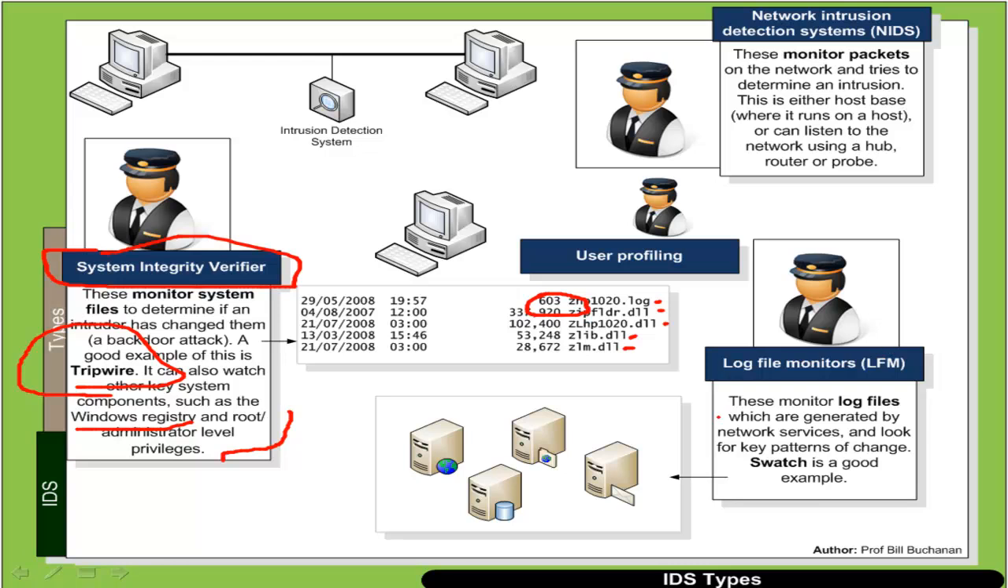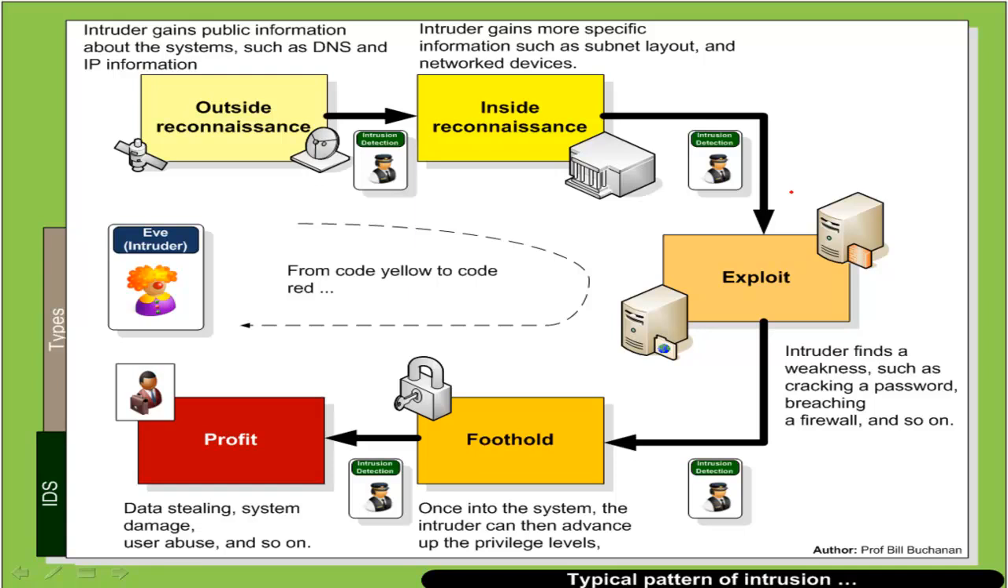Log file monitoring is another intrusion detection system, and with that the system processes the logs which are gained on servers and hosts, looking for patterns of change. Swatch is a good example of this type of system. And we also have network intrusion systems which typically monitor data packets on the network. A key thing is that if possible we want to stop any intrusion which leads to a profit.